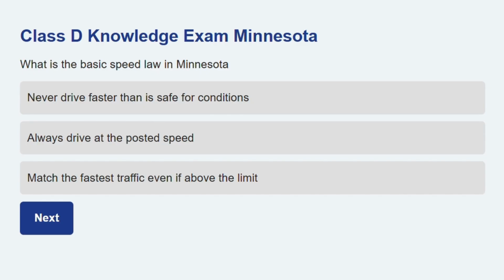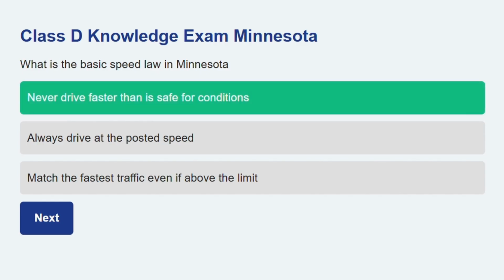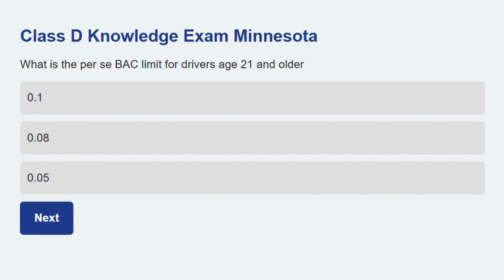Let's see what's next. What is the basic speed law in Minnesota? Never drive faster than is safe for conditions. This means even if you're driving at or below the posted speed limit, you could still be cited if conditions like weather, traffic, or visibility make that speed unsafe.